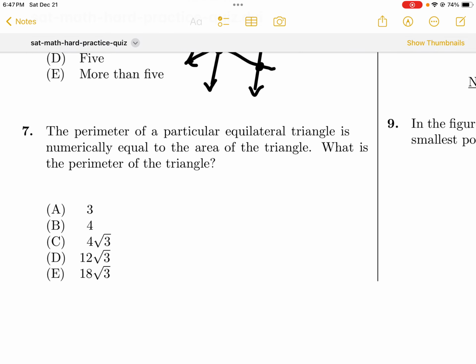The perimeter of a particular equilateral triangle is numerically equal to the area of that triangle. What's the perimeter of the triangle? Okay, so we know our equilateral triangles have angles of 60 degrees.